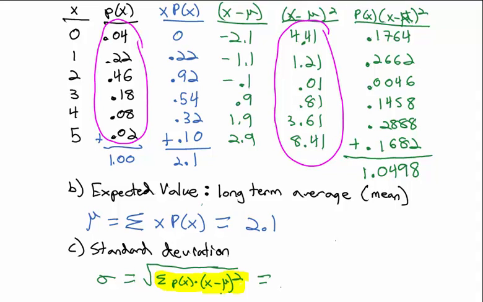The standard deviation is the square root of that. The square root of 1.0498, which, when we type that into our calculator, we get 1.025 approximately for our standard deviation.